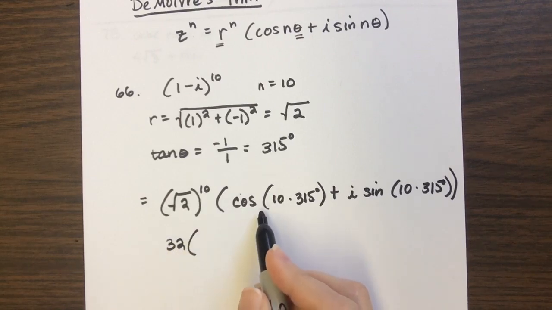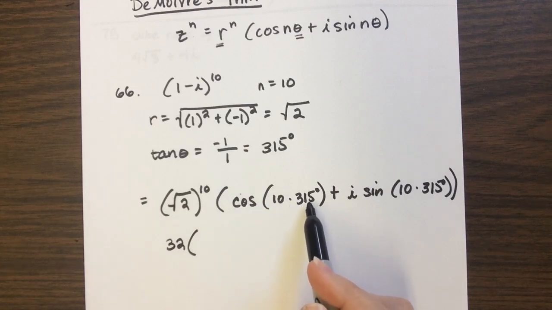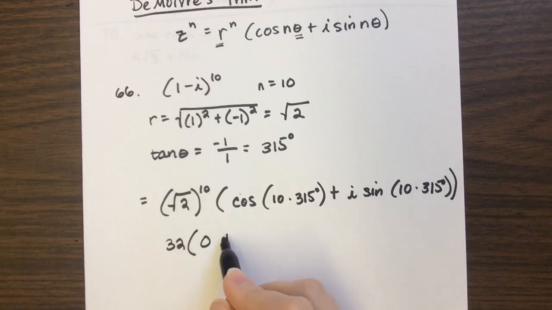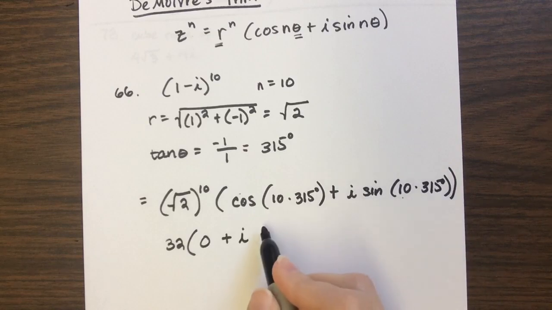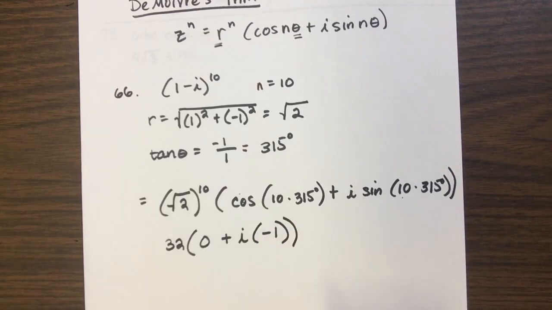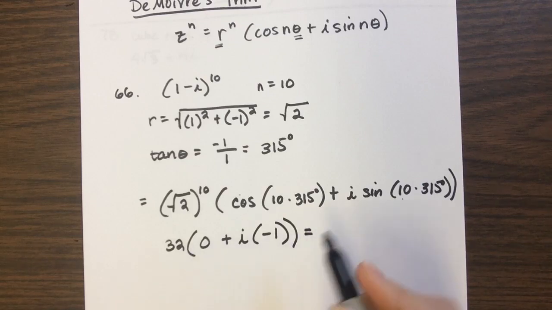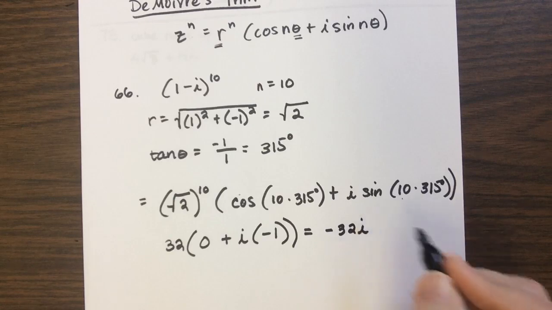And then if you plug this in your calculator, you'll see that the cosine of 10 times 315 degrees is 0. So that's just going to be 0, plus i times the sine of 10 times 315 degrees. And if you plug that in your calculator, that's negative 1. So all this is going to simplify to negative 32i.